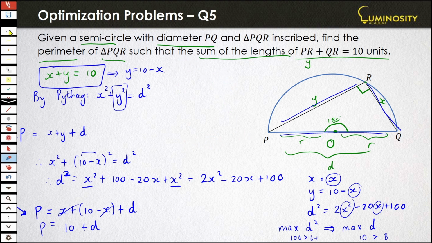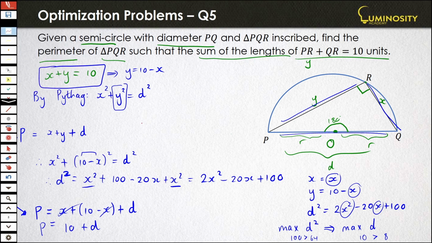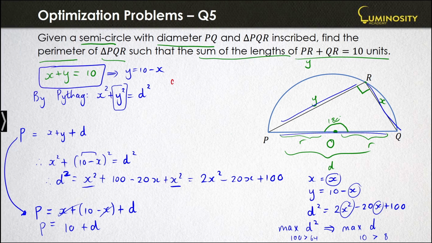All right, so let's go ahead and try this. So now the function of d squared in terms of x is 2x squared minus 20x plus 100. So I want to maximize this. To maximize this, I'm going to find the derivative. So that's 4x minus 20 equals 0. Then 4x equals 20. I bring it across, divide both sides by 4, and I get x equals 5.